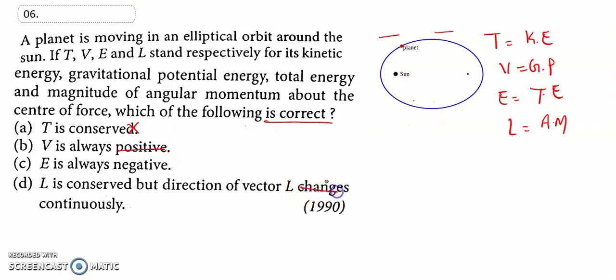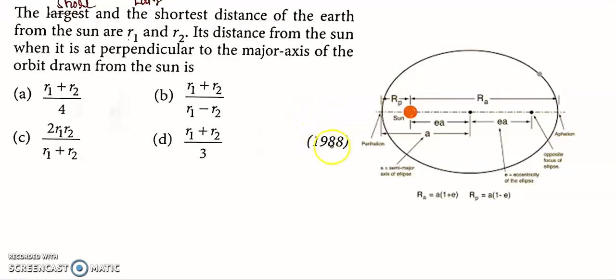So L does not change, that is option C, the right answer for the sixth question. Look, in 1988 they asked this. Actually it is about the largest and shortest. This was a question: the shortest and largest distances of the earth is r1.